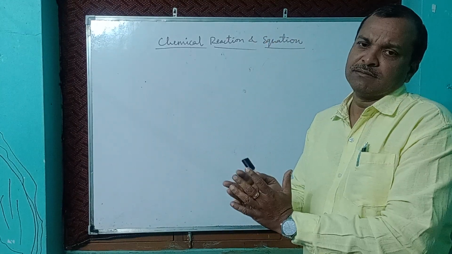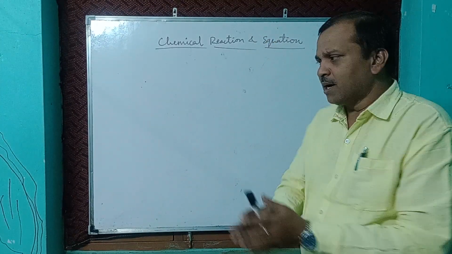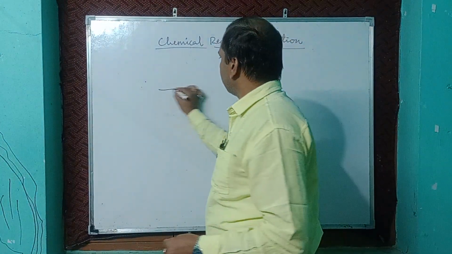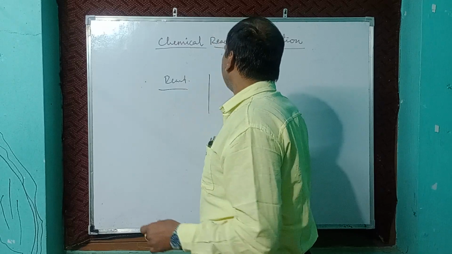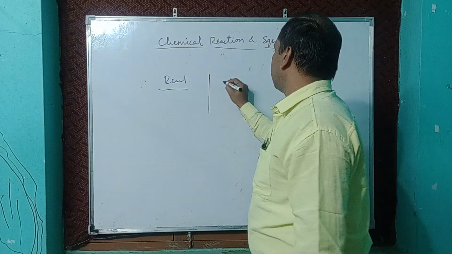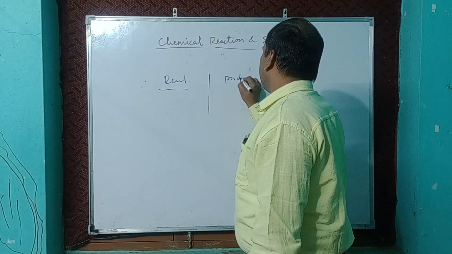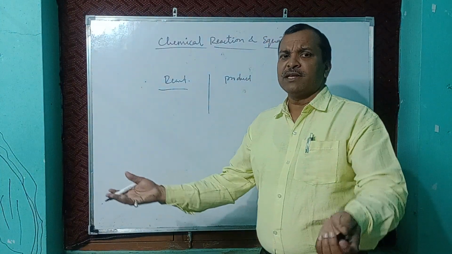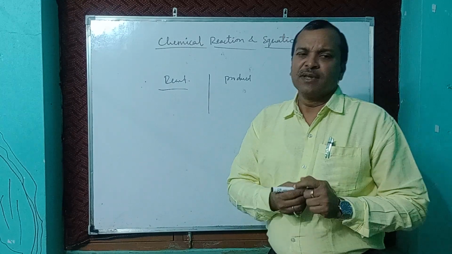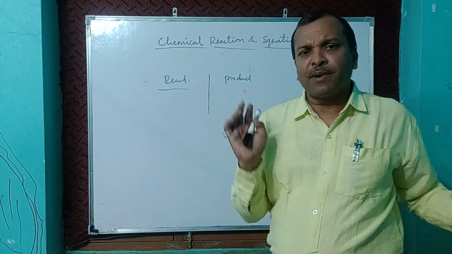Two sides are there. One is left hand side and other is right hand side. In left hand side, we are saying it is reactant, and right hand side we will say that product. In a chemical reaction, we will take something and we will get another thing, that is called chemical reaction. They might lose their properties.